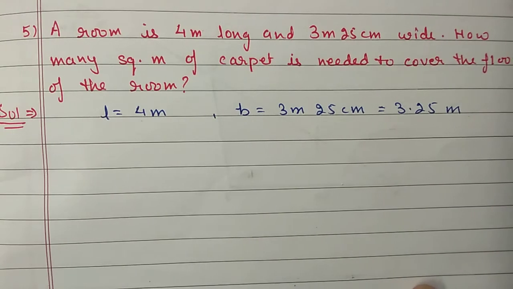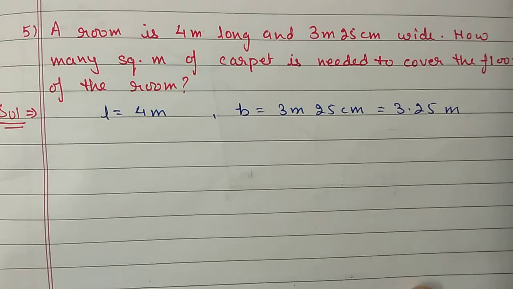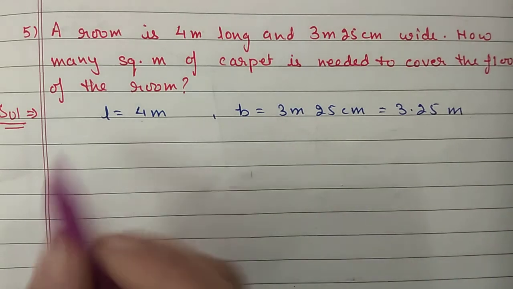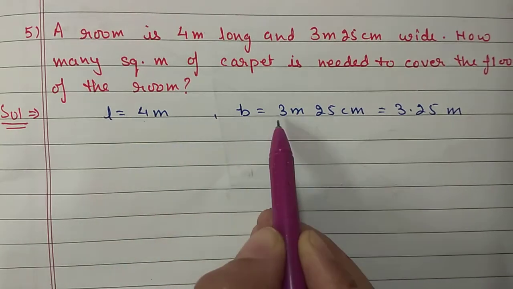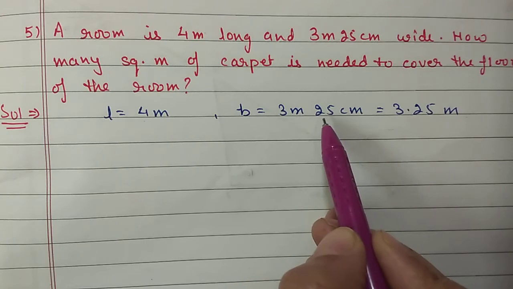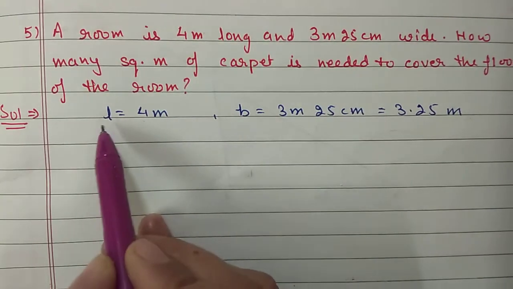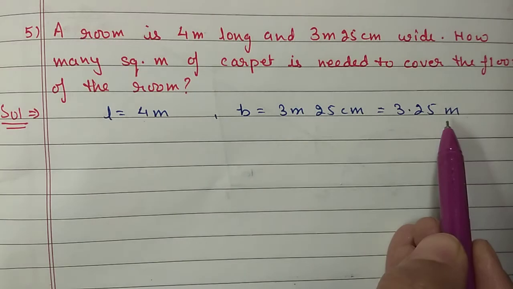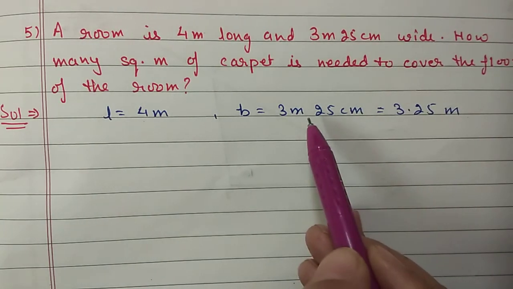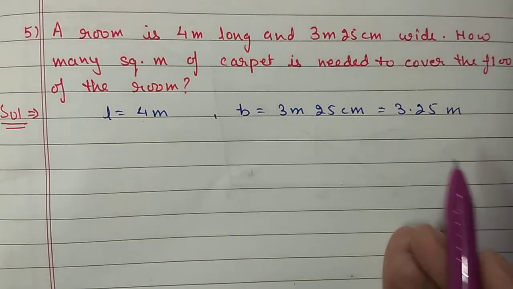Next, question number 5. A room is 4 meter long and 3 meter 25 centimeter wide. How many square meter of carpet is needed to cover the floor of the room? It means we have to find out the area of the floor, and the floor will be lengthwise 4 meter, breadthwise 3 meter 25 centimeter. This 3 meter 25 centimeter we will change into meter, because length is given in meter, so breadth also we will change into meter. Similarly to how we did in the last question, it will become 3.25 meter.